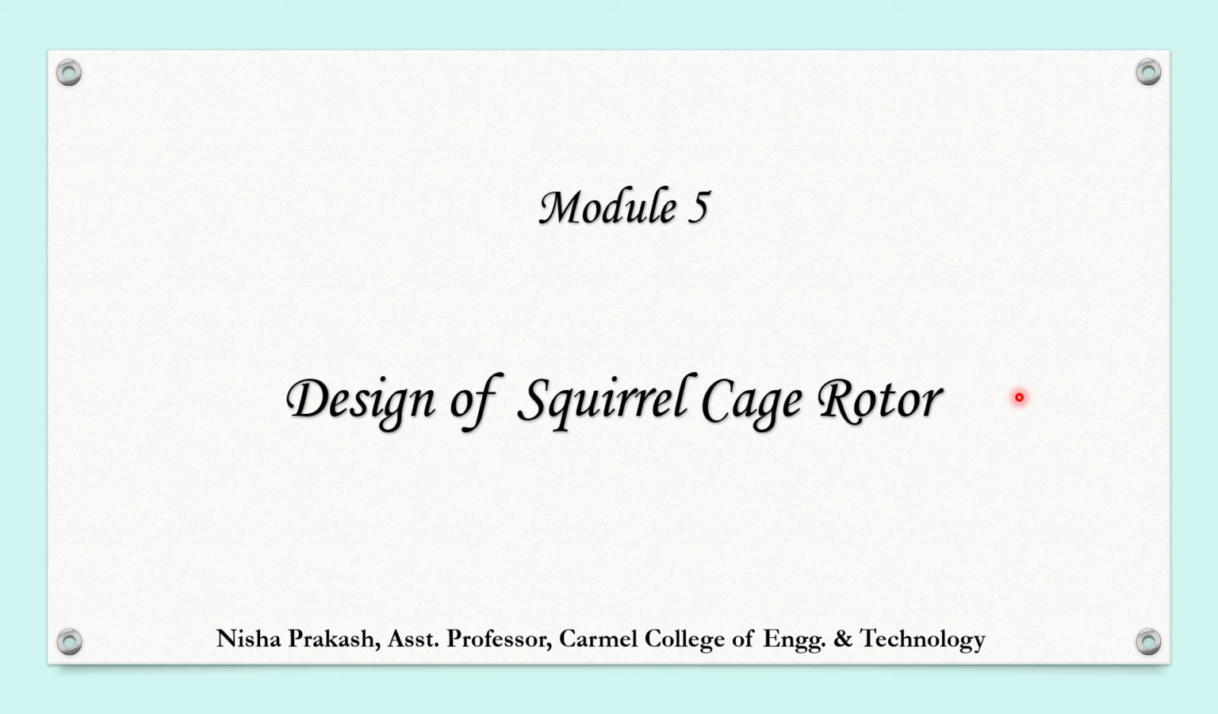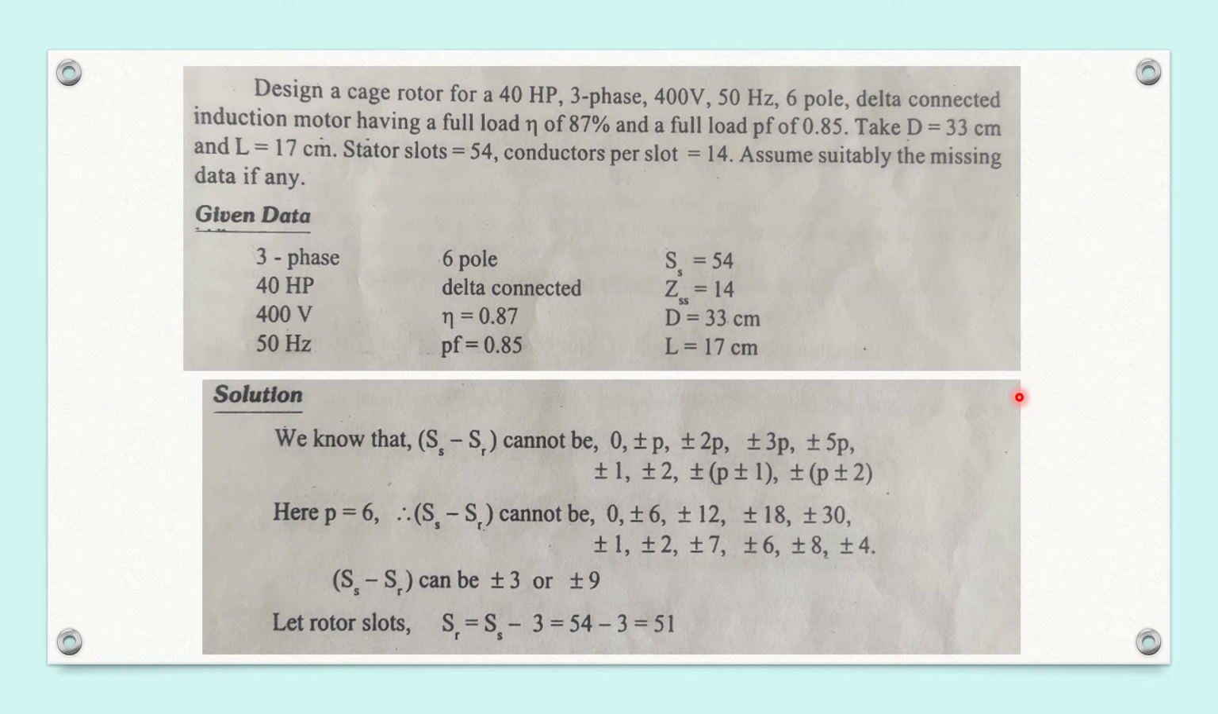So we will be discussing one more problem on the design of squirrel cage rotor. Design a cage rotor for a 40 HP 3-phase 400 volt 50 Hz 6 pole delta connected induction motor having a full load efficiency of 87% and a full load power factor of 0.85. Take D is equal to 33 centimeter and L is equal to 17 centimeter.